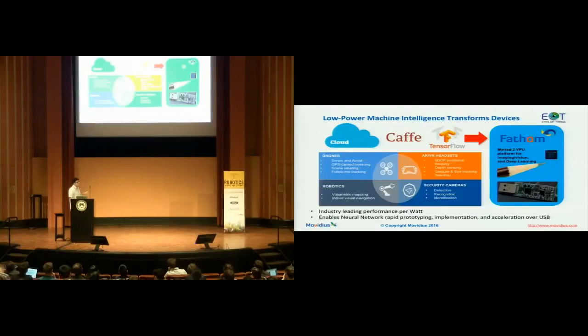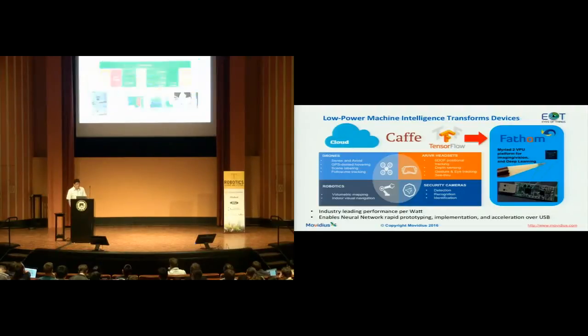On our platform, we can take deep networks or neural networks from Caffe and TensorFlow, using the Phantom framework. We created this framework to make it easy for everybody to use the computing power we have at very low power. We are working on drones, augmented reality and virtual reality headsets, robotics, and security cameras for tracking. The most important feature is the low power and the high computing power.